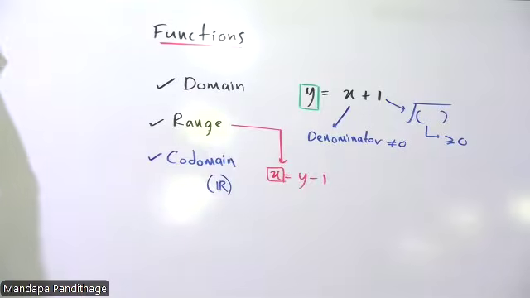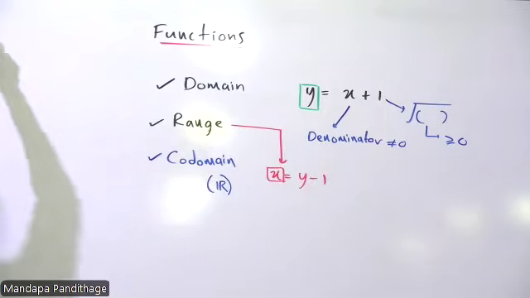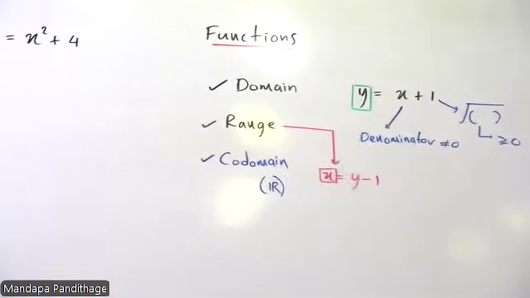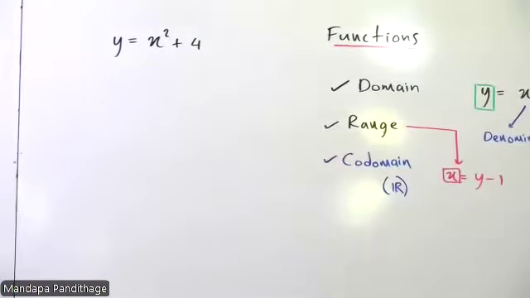Find the domain and range of this function. y is equal to x squared plus 4. Find the range and the domain here. A small one just to remind the things.